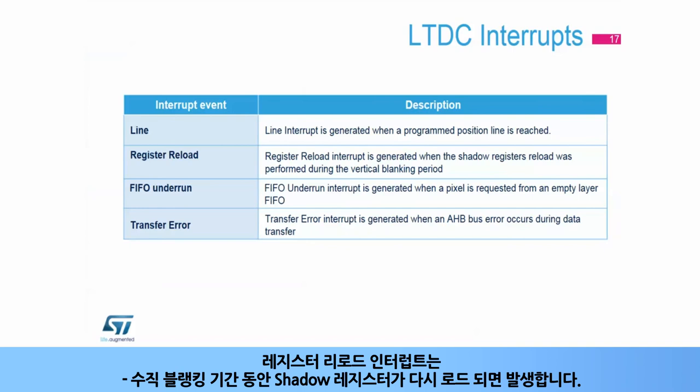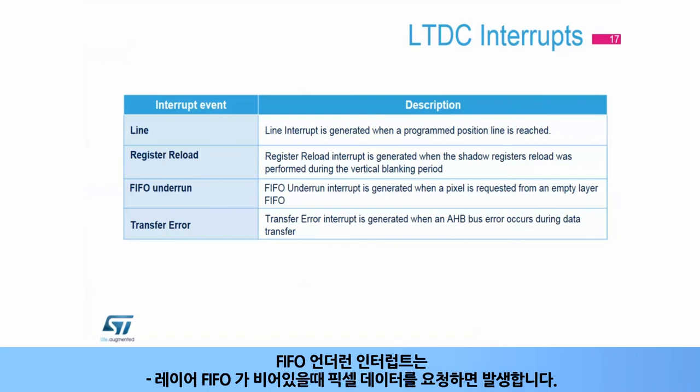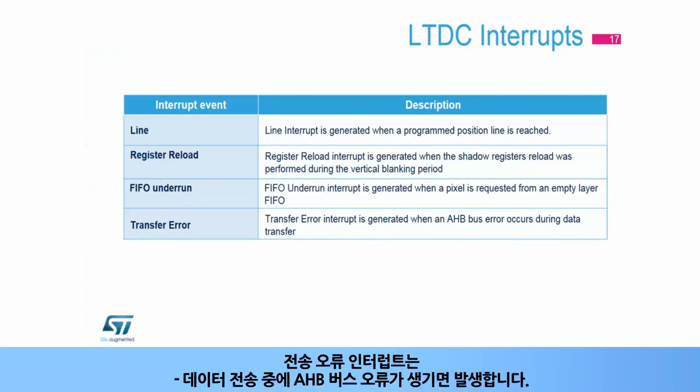A line interrupt is generated when a programmed line position is reached. A register reload interrupt is generated when the shadow registers are reloaded during the vertical blanking period. A FIFO underrun interrupt is generated when a pixel is requested from an empty layer FIFO. And a transfer error interrupt is generated when an AHB bus error occurs during data transfer.